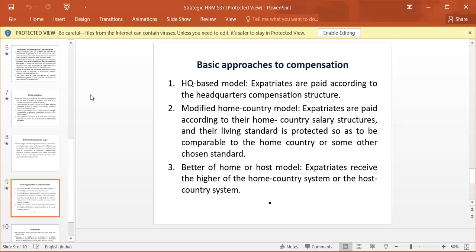HQ-based model, that is, expatriates are paid according to the headquarters compensation structure. Modified home country model: expatriates are paid according to the home country salary structures, and their living standard is protected so as to be comparable to the home country or some other chosen standard. Better of home or host model: expatriates receive the higher of the home country system or the host country system.